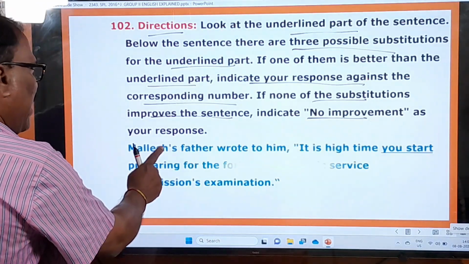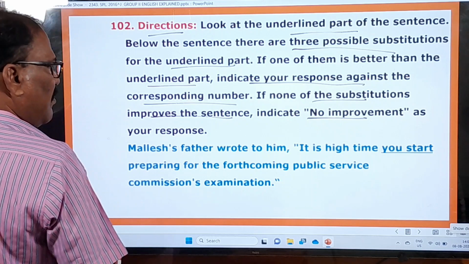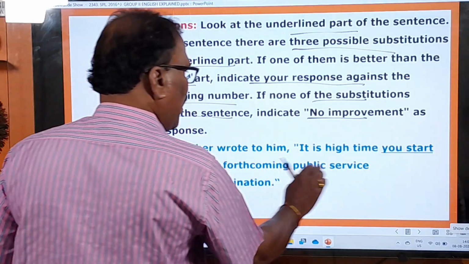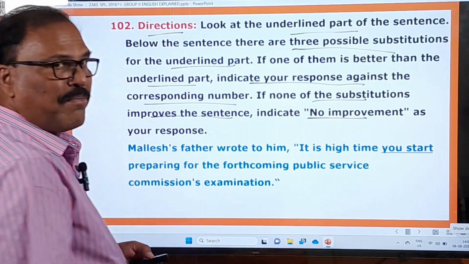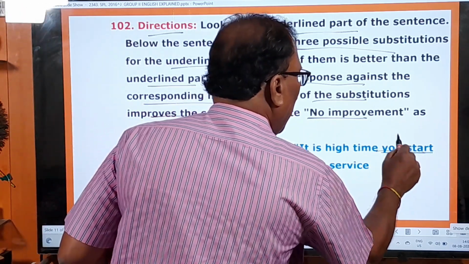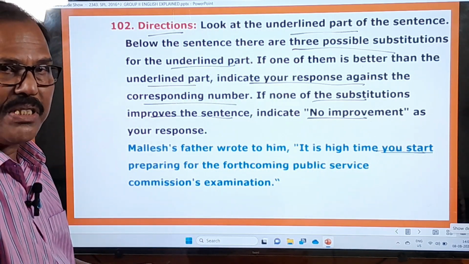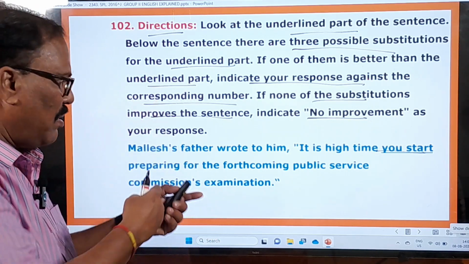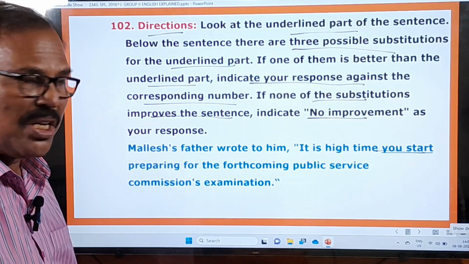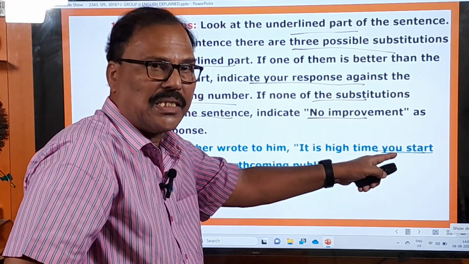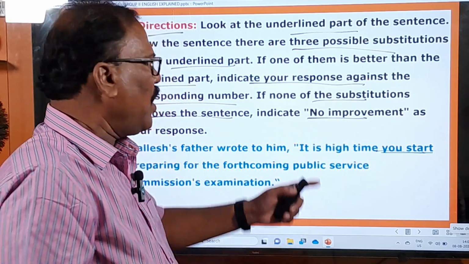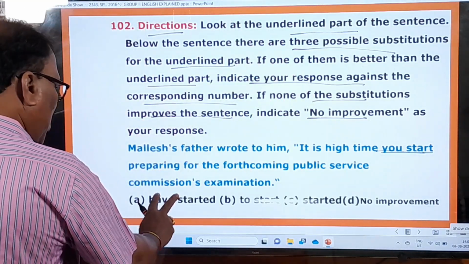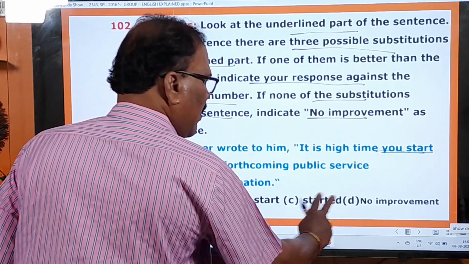Mahesh's father wrote to him. Father wrote to his son: "It is high time you start preparing for the forthcoming Public Service Commission's examination." So here, this is the underlined part, and he has given some options. You have to choose one of the options for the improvement of this sentence. If no improvement is required, you have to say no improvement. What are the options here? See: have started, to start, started, no improvement.